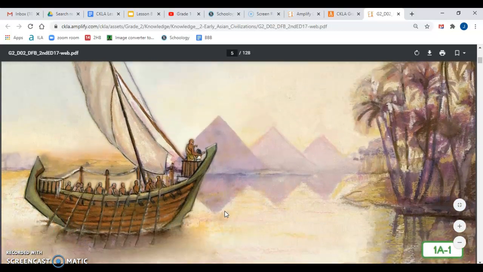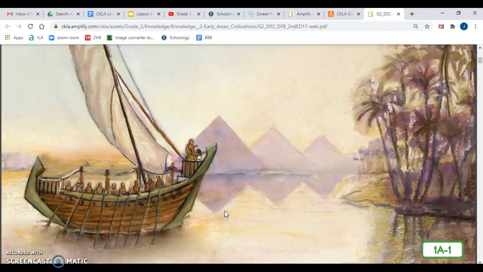Okay, so I want you to look at this picture. An important job in many ancient cities was farming. Why was farming an important job, do you think? Why do you think farming was an important job a long time ago? Nevaeh? Right, they needed food. People need to eat, so they had to have farmers.